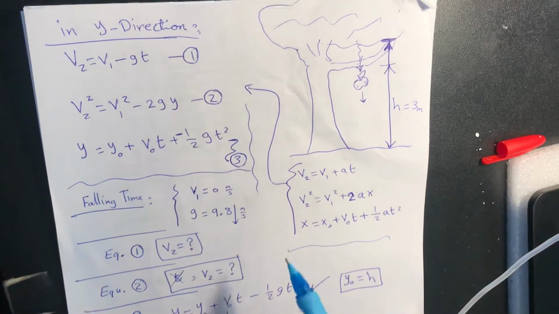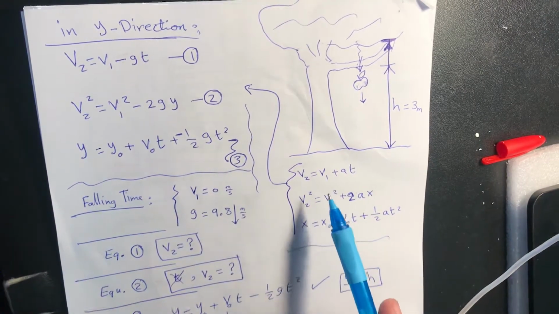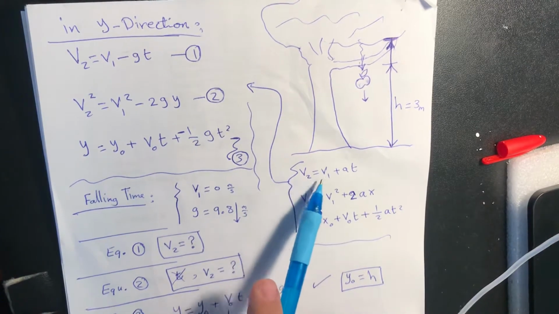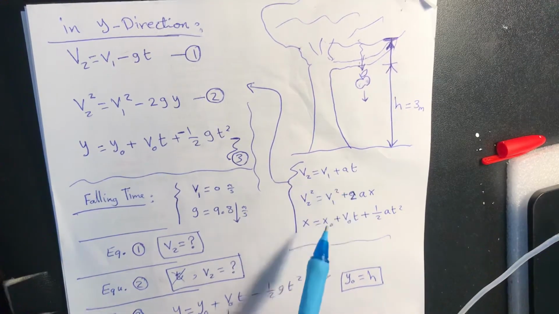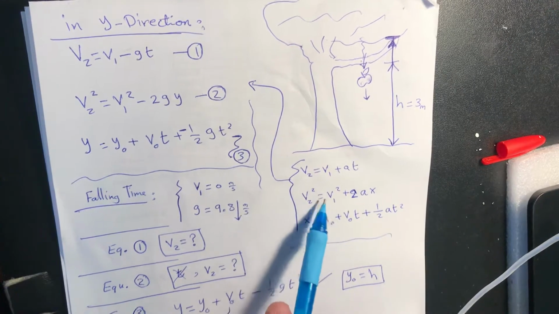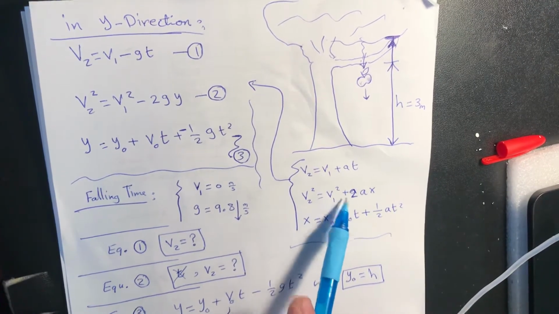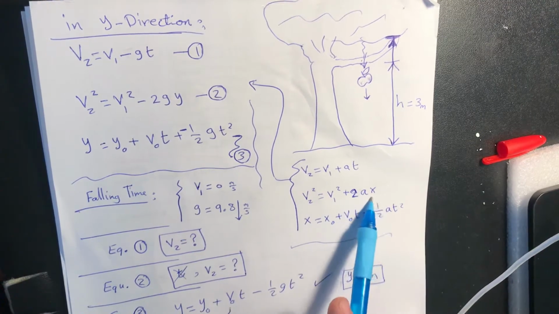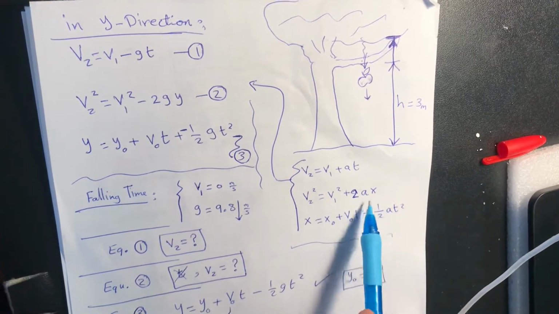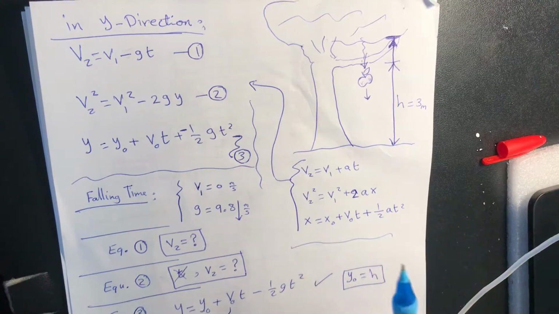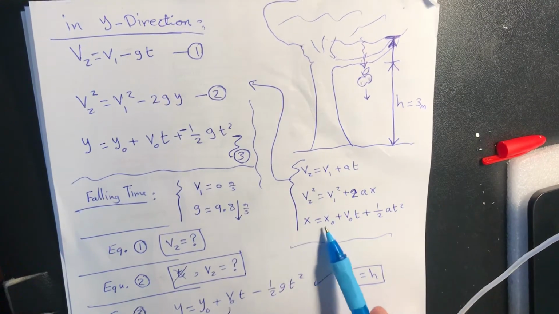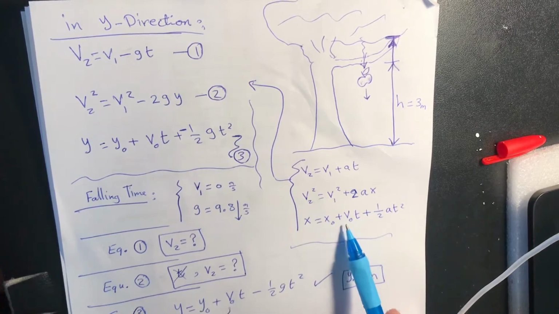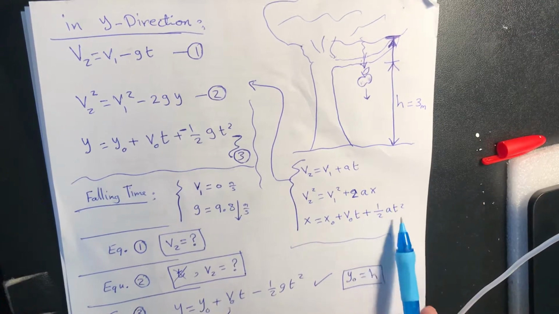Let us recall the equations of motion, which are v2 is equal to v1 plus at, v2 squared is equal to v1 squared plus 2ax. We are talking about the x direction or any direction in general and any acceleration in general, and the x relation is x naught plus v naught t plus half at squared.